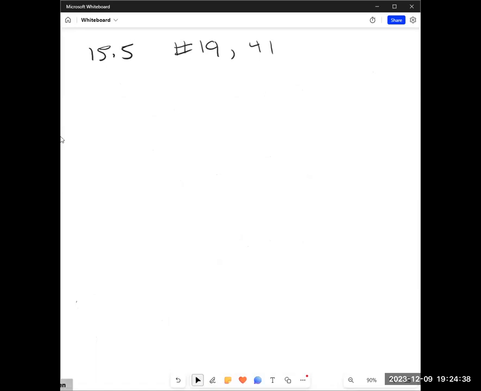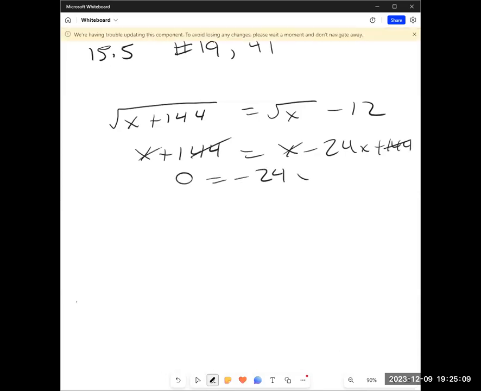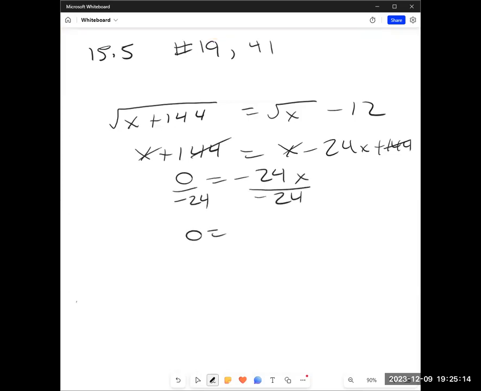Now we have one more problem here, and that is root x plus 144 equals root x minus 12. And we again are going to square both sides. x plus 144 equals x minus 24 root x plus 144. Subtract 144 from both sides, subtract x from both sides, 0 equals negative 24 root x. And when I divide by negative 24, I get x is 0.